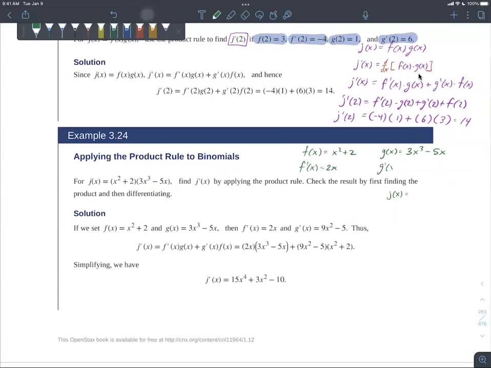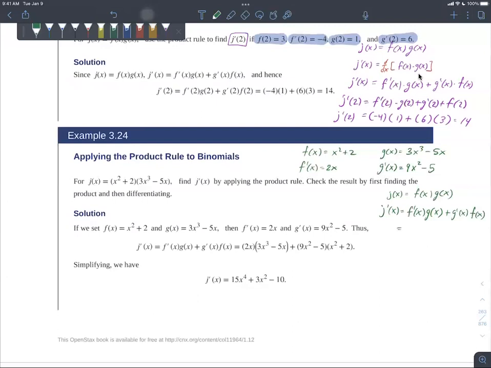And the derivative g prime of x is going to be, here we're going to use the power rule and the constant multiple rule at the same time. And so we get 9x squared, and minus 5x's derivative is 5, so we have minus 5. So j of x is defined to be f of x times g of x. So if we want the derivative of j of x, we want j prime of x. According to the product rule, this is going to be f prime of x times g of x, plus g prime of x times f of x.